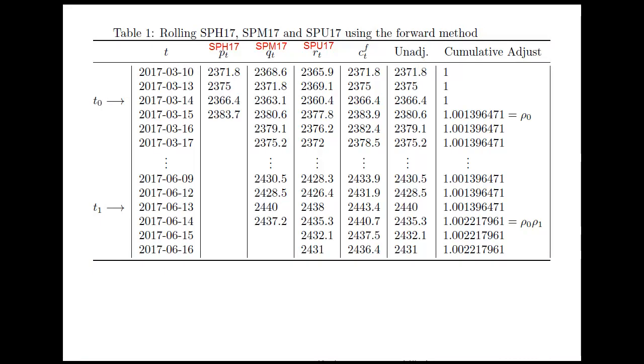A quick note: if we decide to reverse direction and go with a forward ratio adjust, we must be careful to get the direction of the division in the correct order, as it is not the same way around. If we look at table 1, in this case using the forward method, all the mathematical nuances are the same. However, logically the division must be the reverse of the back ratio adjust, and in this way on the 14th of March, roll date at T0, the SPH17 is divided by SPM17 to arrive at the forward ratio adjust of 1.001396471.